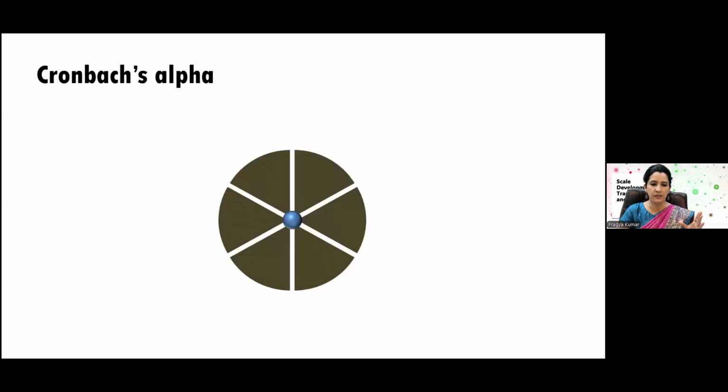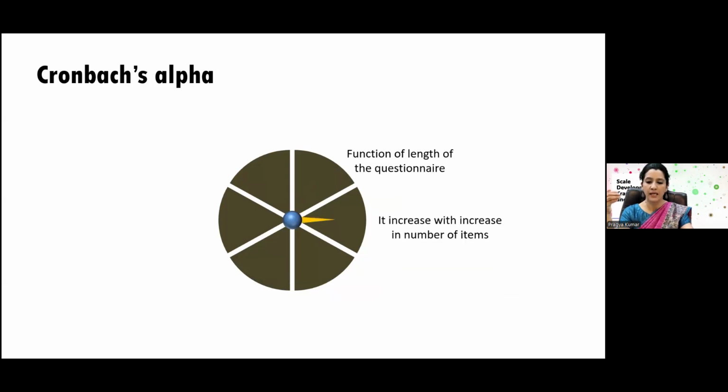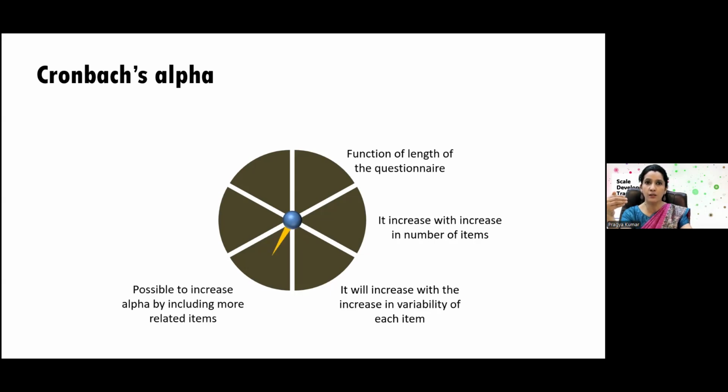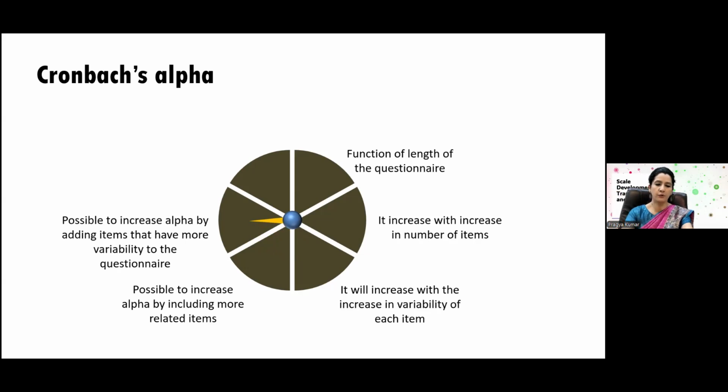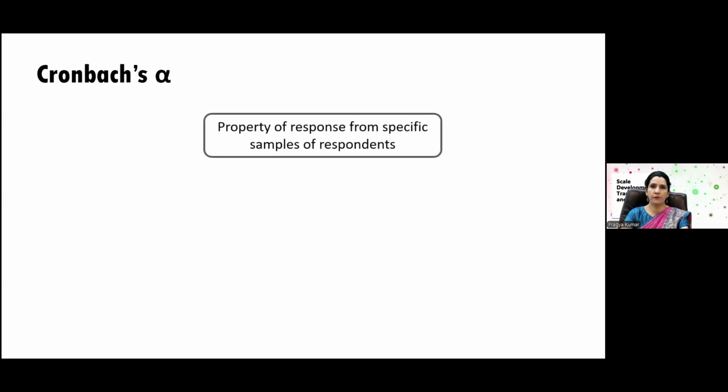So in the case of a multidimensional scale it is like this, and in the case of a single dimension, it will be one reliability analysis. The value of Cronbach alpha is a function of the length of the questionnaire. If your questionnaire is long, then definitely your Cronbach alpha is going to be high. It increases with the number of items, and it will increase with the variability of each item. Means the variability, how much response you are getting from the population, the Cronbach alpha depends on that also. And you can increase the Cronbach alpha by adding more items to your questionnaire. So this is a property of a specific sample.